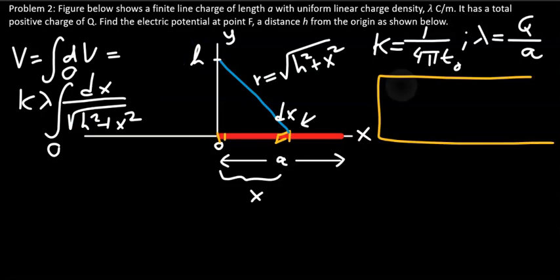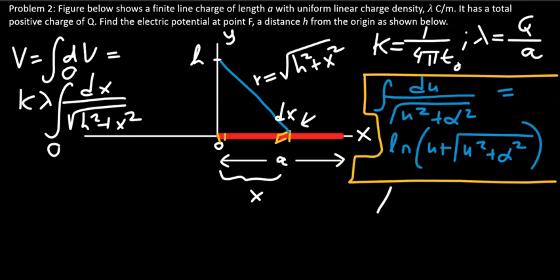Now using the result from a standard integral, if let's say you want to solve a standard integral like dU over square root of u squared plus alpha squared, where u is the variable of integration and alpha is a constant, the result for such an integral is as follows. So this is the standard integral. Note, in this integral, u is the integration variable and alpha is a constant, and that's the result of integration.